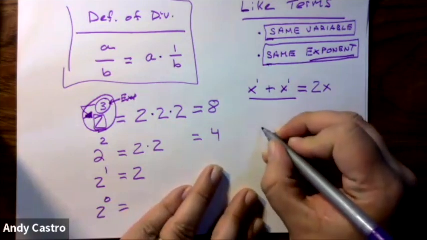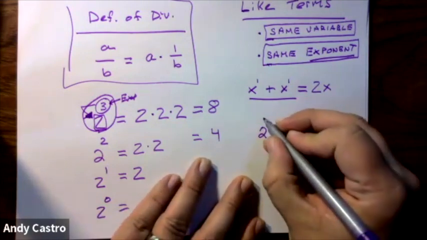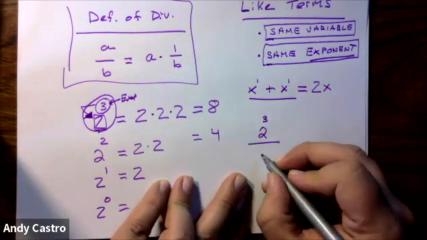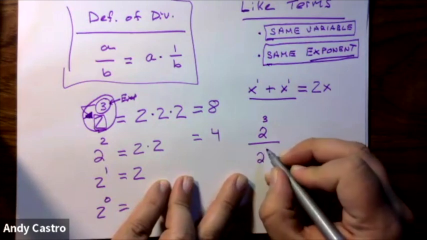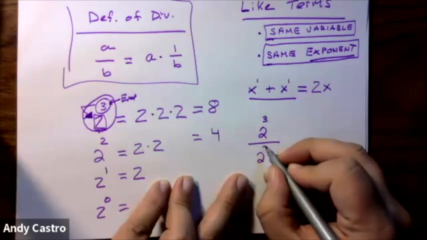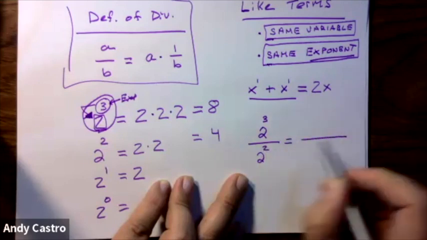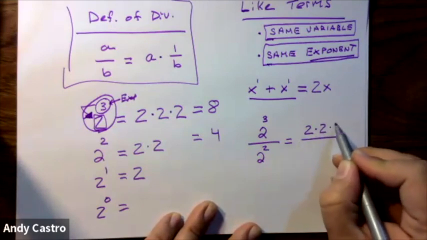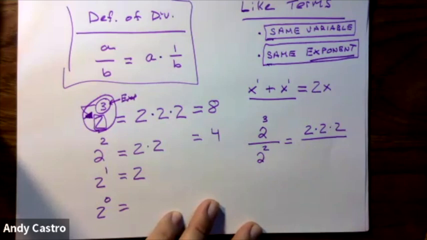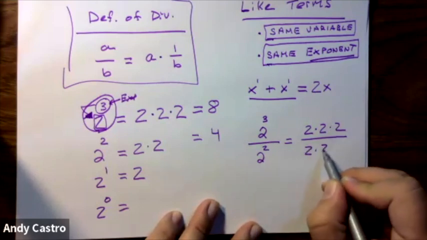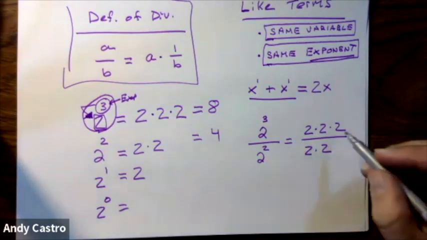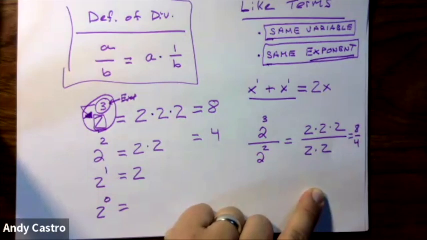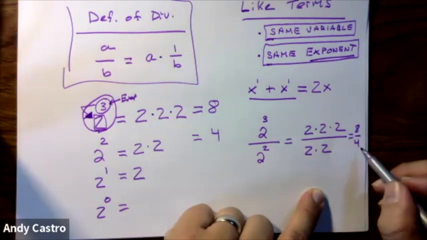If I have 2 to the third power divided by 2 to the, let's say, second power, okay? The top is 2 times 2 times 2. Everybody see that? The bottom is 2 times 2. Well, the top is 8 and the bottom is 4. So what are we left with? 8 divided by 4 is 2.